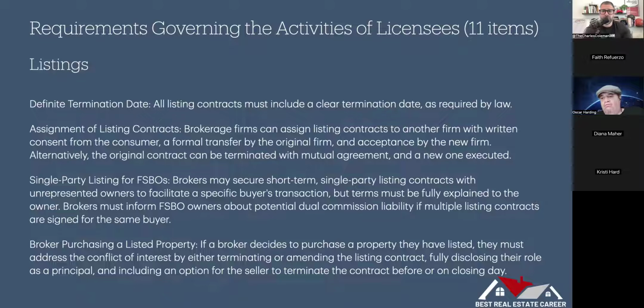And here's the cool thing. This is the whole reason why I became a real estate agent.